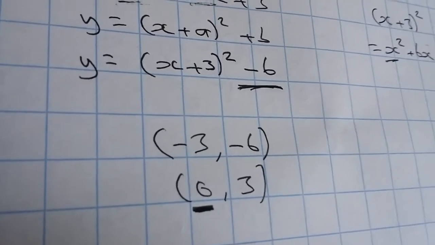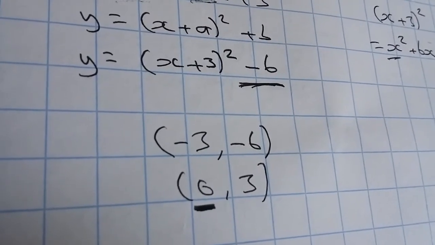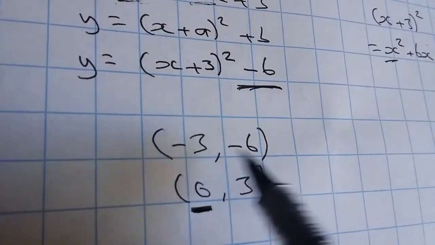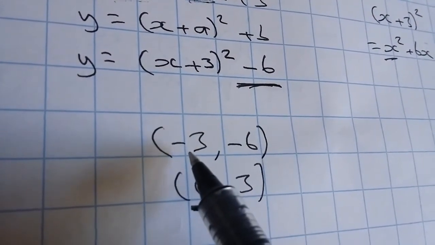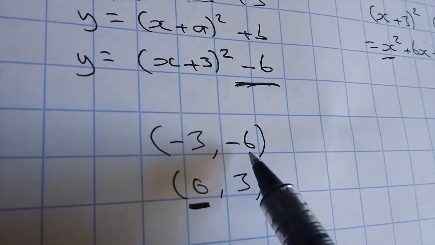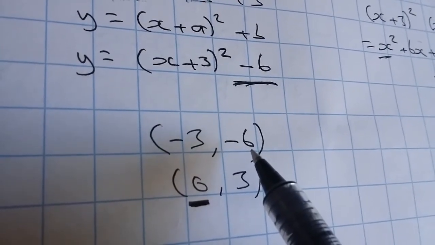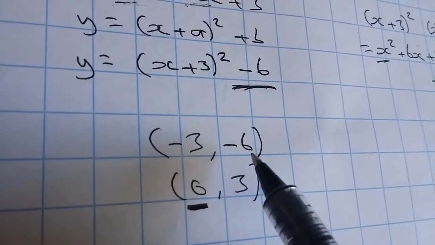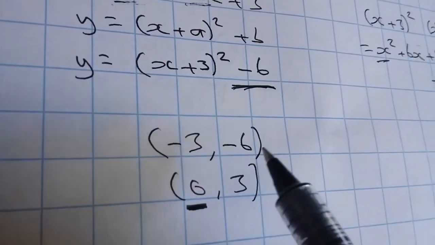Sorry, that was B. C asked me to find the coordinate of the turning point, which I did from putting it in this format and using the negative value of that and the value that was outside the bracket. And then it also asked me to sketch it and asked me how many roots there are.